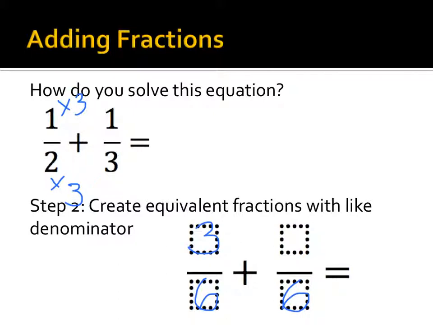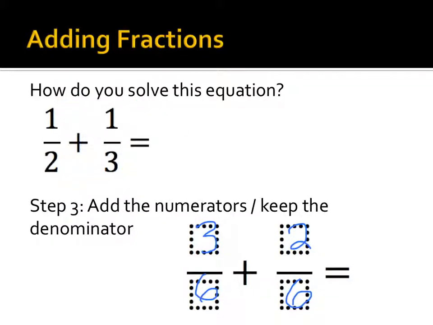Now we'll do the same thing for our second fraction, 1/3. We know that 3 times 2 gives us 6. Whatever we do to the bottom, let's go ahead and do to the top. So we know that 1 times 2 is 2. Now we just found equivalent fractions with like denominators. Now we can go on to step number 3.